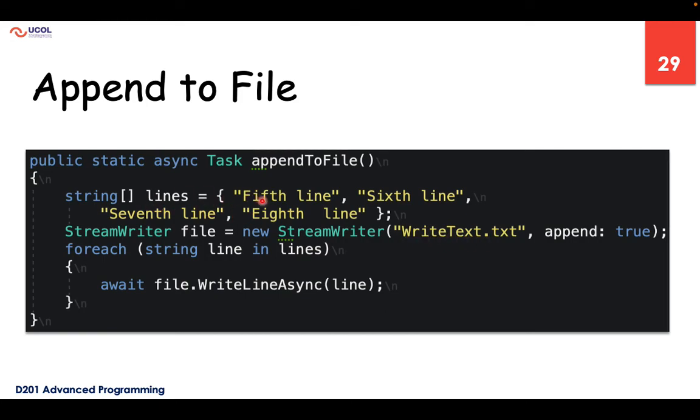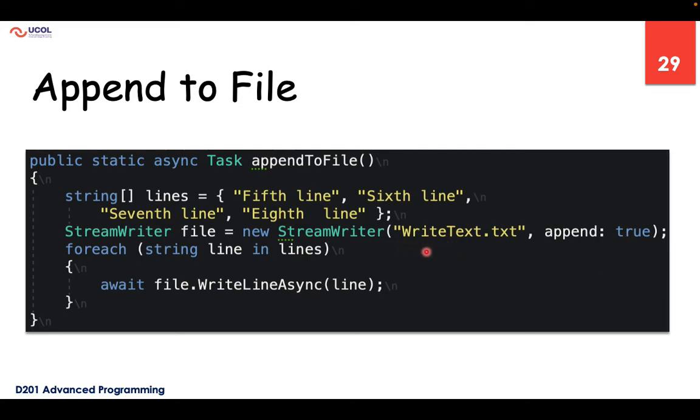Now we are saying fifth line, sixth line, the new lines we have created, and then for the new lines we are saying StreamWriter file equals new StreamWriter, and then we have a specific append parameter which we set to true. It means that it will open that specific file, but it will not overwrite. If we don't have the append parameter set to true, what will happen?